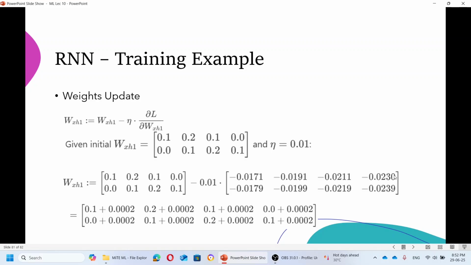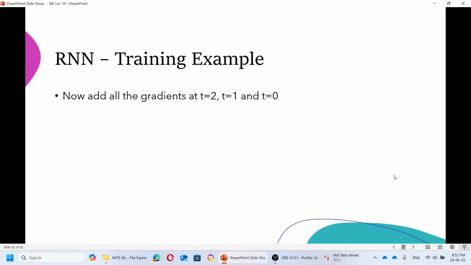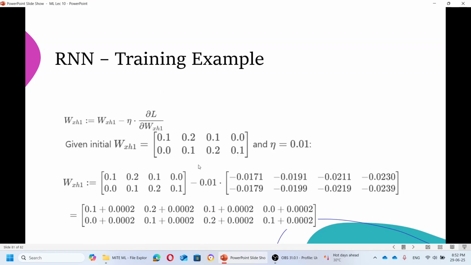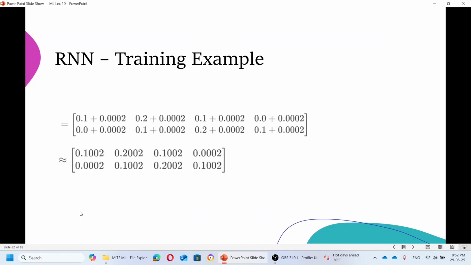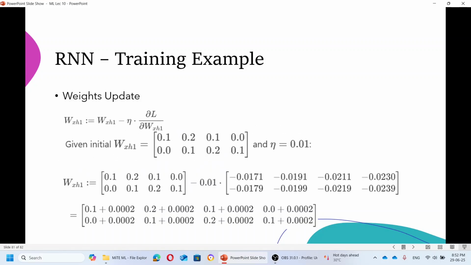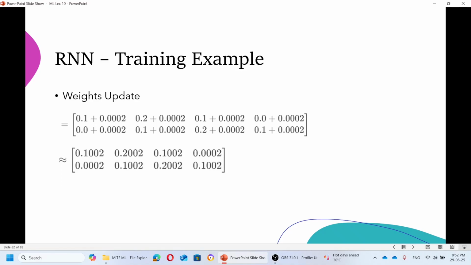This is our gradient value, the same which we have here. We simply multiply it by this learning rate and then subtract it from the current weight, and then we get this updated value of WXH1. Similarly we will update all the weights, then we keep repeating the process again and again until we update all the weights. So this is how the training of RNN is done.